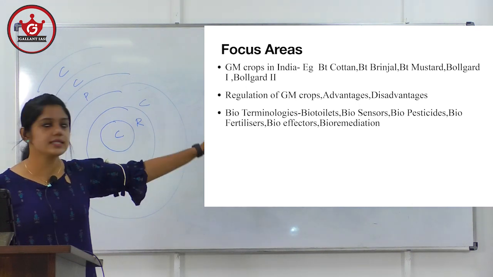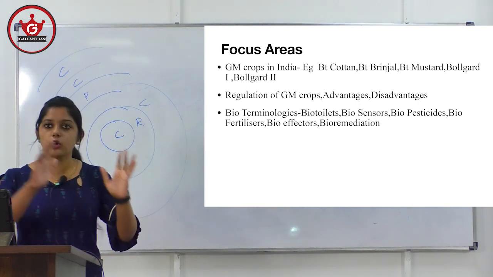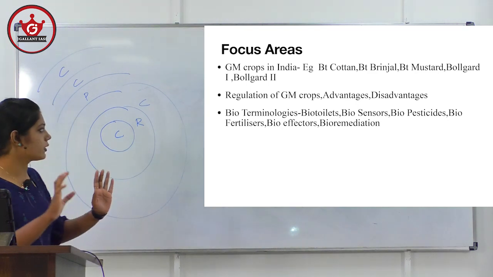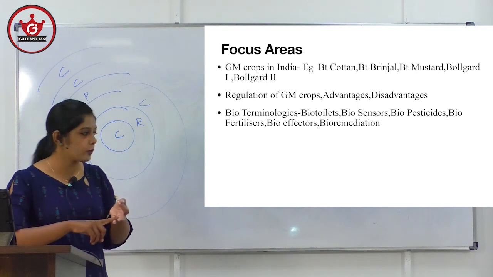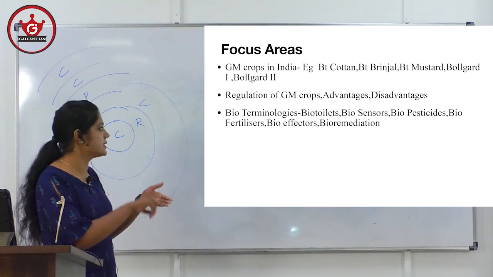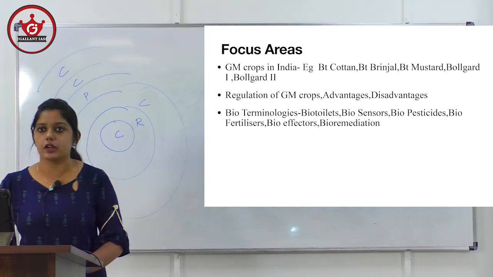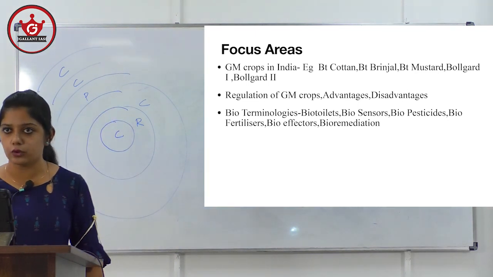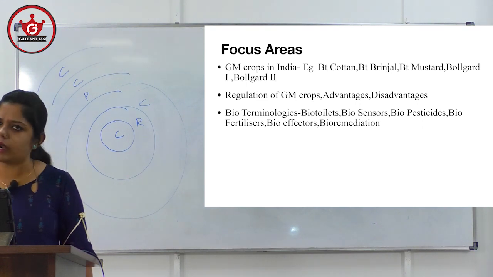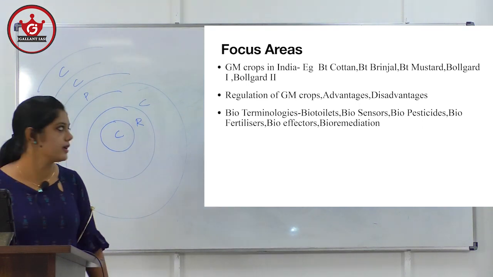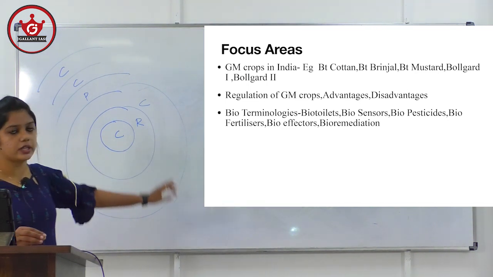And the advantages and disadvantages of GM crops are very important. And bio-related terminologies are really important. For example, what are bio-toilets? What are biosensors? What are biopesticides? What are biofertilizers? Bio-effectors are a kind of fertilizer. What is bioremediation? If you know all the bio-related terms, and if you come across any term, make a note of it. A one-liner will do. It can be asked. So, focus areas: GM crops, regulation of GM crops, bio-terminologies.